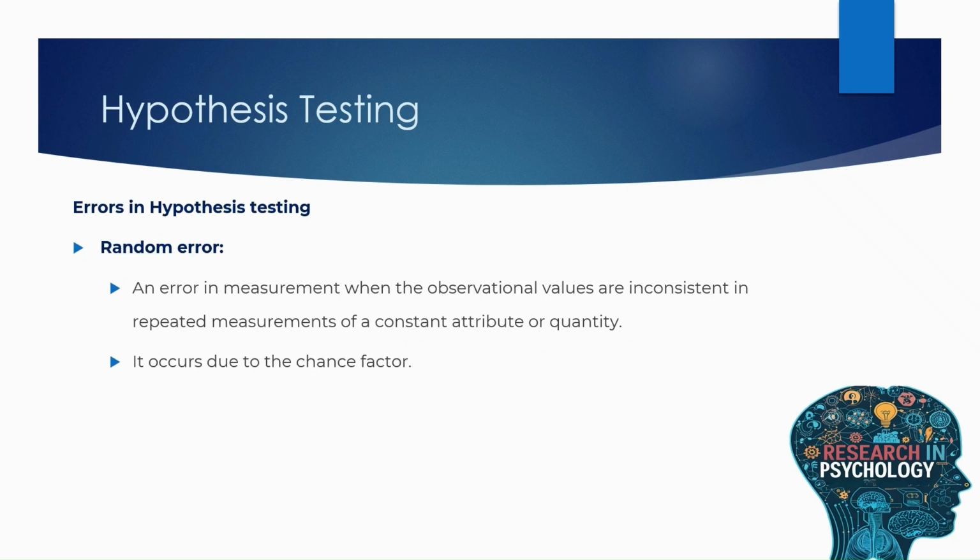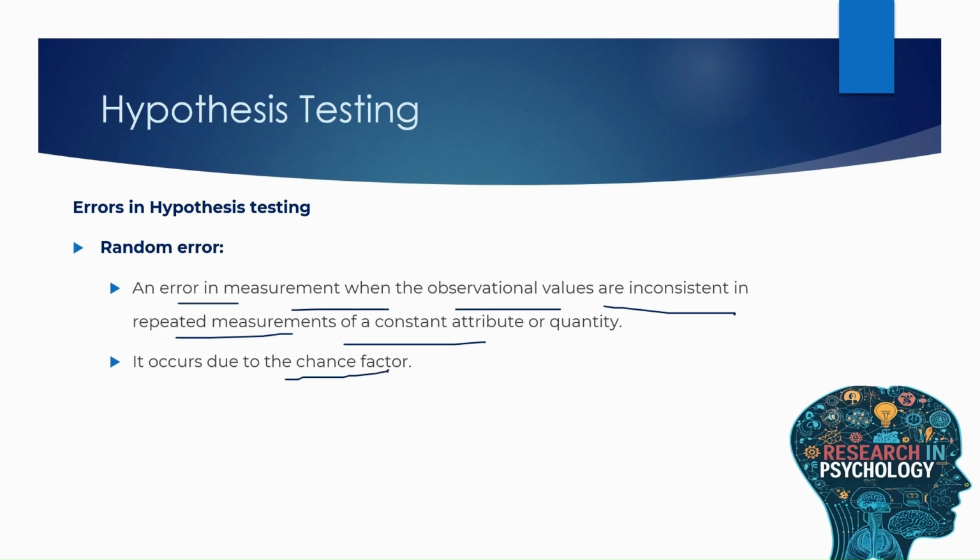Besides type 1 and type 2 error, we have two other types of errors in hypothesis testing. We call them random error and constant error. Now, what is random error? It's an error in measurement when the observational values are inconsistent in repeated measurement of a constant attribute or quantity. When you repeat a measurement of a constant attribute or quantity and get different or inconsistent values, this is called random error because it occurs due to a chance factor.